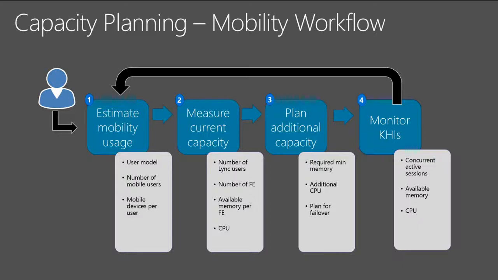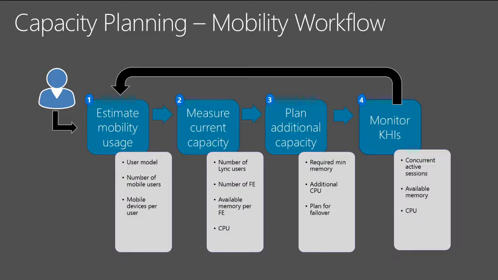In terms of steps, it's pretty straightforward in the sense that you have to estimate your mobile usage. What does the user model look like? How many IMs do these people send? How often do they? What type of device is in use, whether it's a Windows Phone or an iPhone, because they have different characteristics. And then measure your current capacity in terms of how many users you have currently deployed and how many users you plan to enable mobility for, and measure the available memory and CPU information there.